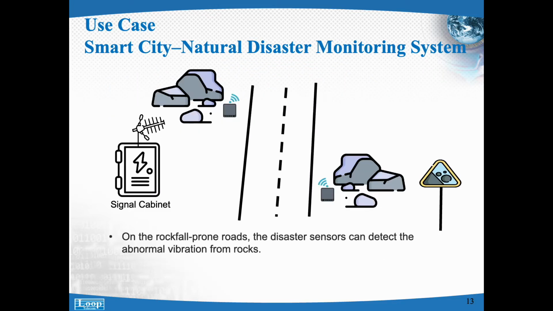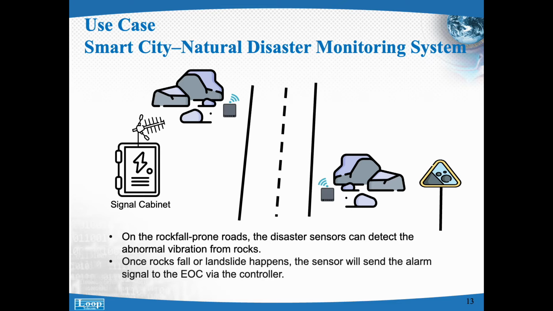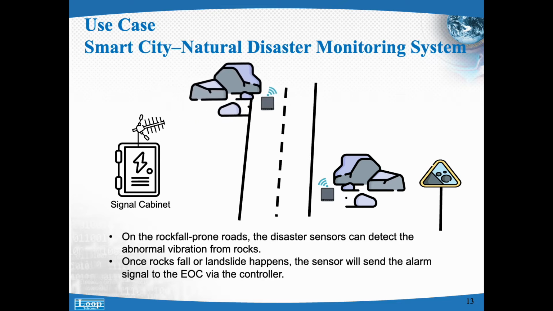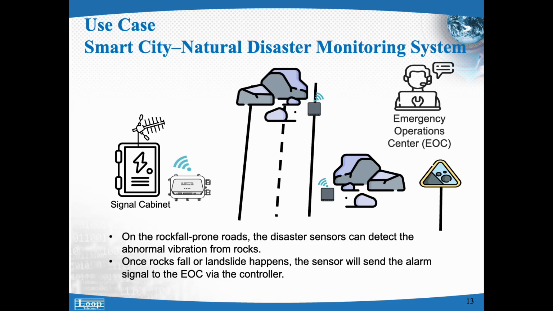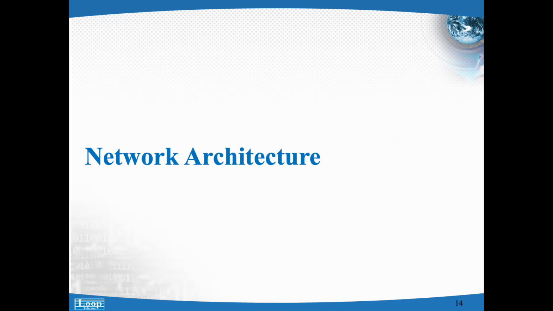On the rockfall-prone roads, the disaster sensor can detect the abnormal vibration from rocks. Once rocks fall or landslide happen, the sensor will send the alarm signal to the EOC via controller. The data can be imported to the GIS system for analysis.